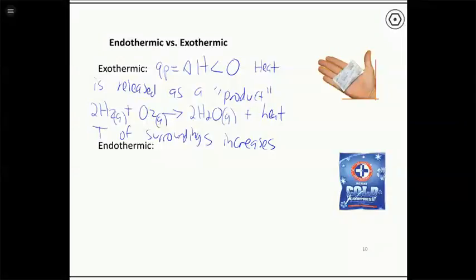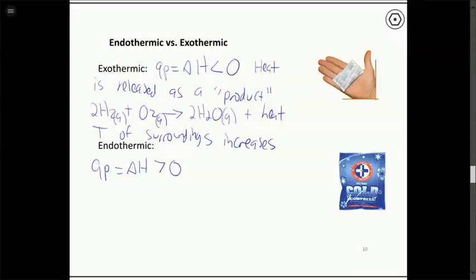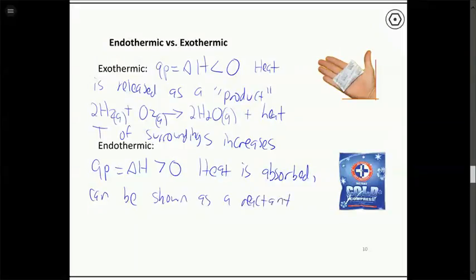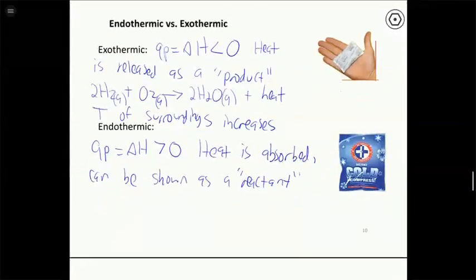And then we have the opposite process, the opposite case when we have an endothermic reaction. So for an endothermic reaction, QP is equal to delta H, and it's going to be greater than 0, which means that heat is absorbed by the system. And in the context of a chemical reaction, heat can be thought of as a reactant. Endothermic reactions are less common than exothermic for reasons you'll learn about in Chem 2.